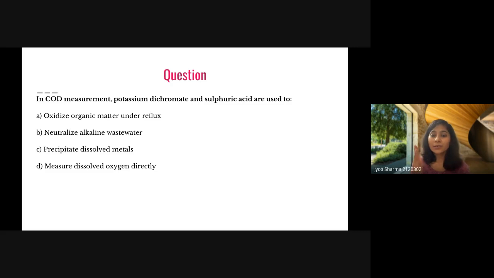Here we are not using the word biological, right? It means whatever organic matter we have, we can oxidize that organic matter using some chemicals, but not using microbes, right? So in COD measurement we are using potassium dichromate and sulfuric acid, and these are used for what?